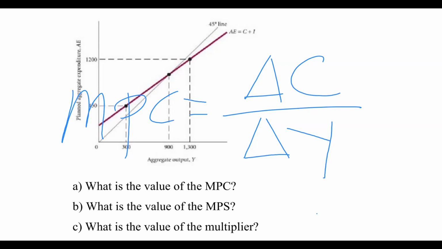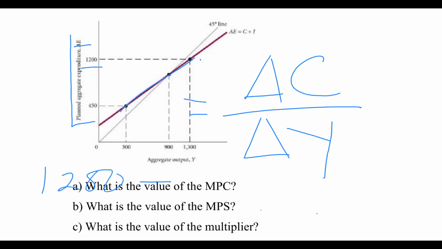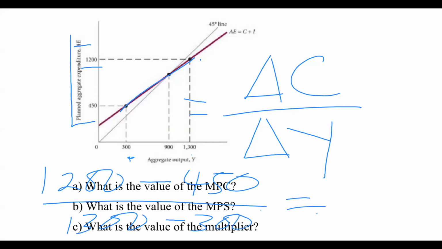Okay. So consumption is in the expenditure column. So you get the slope. The MPC actually is the slope of this line. So consumption will be 12 minus 450, divided by the change in income of 13 minus 300. That is the slope of the line. That is the MPC. What do you get?